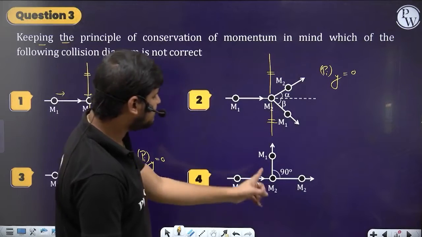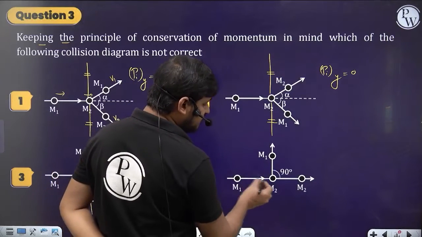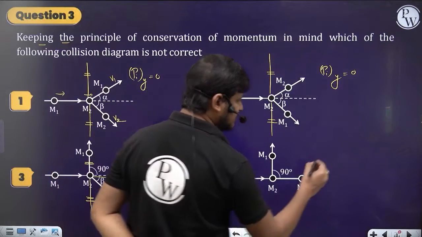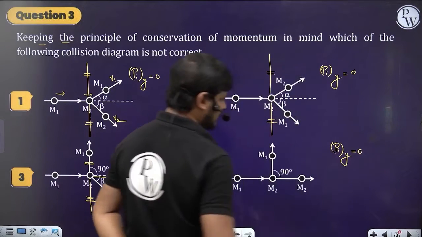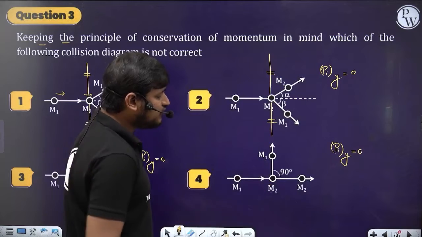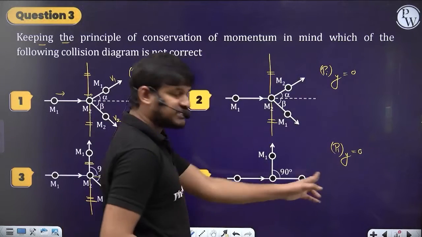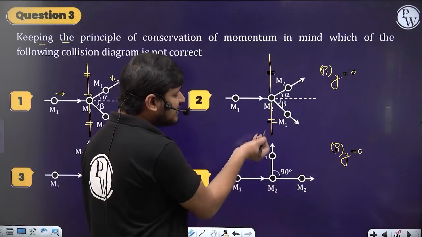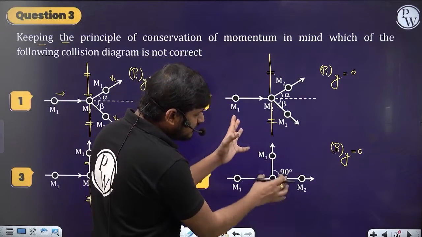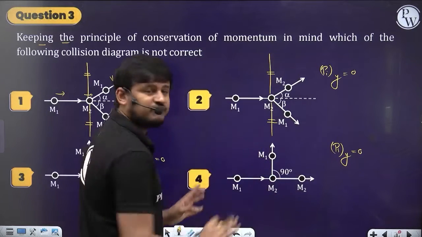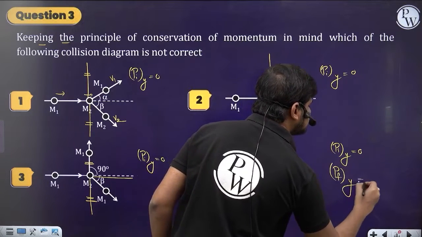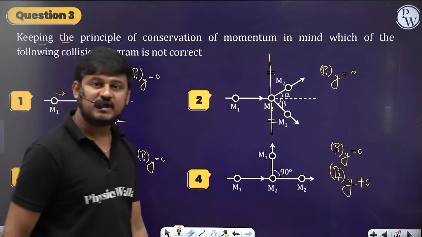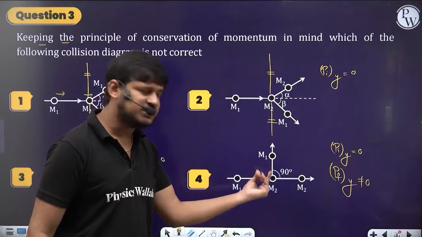Now check option 4. m1 is moving in the x direction, m2 is moving in the x direction. Initially in the y direction there is no momentum, right? But finally, if you observe, m2 is moving in the x direction, but m1 is moving in the y direction. There is no other momentum component to cancel the m1 momentum. So here the final momentum in the y direction is not equal to 0. There is no other component.